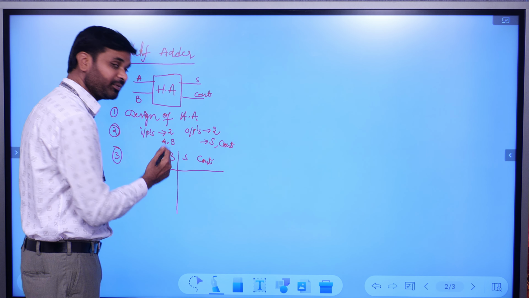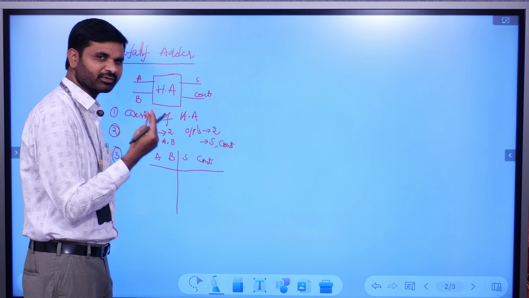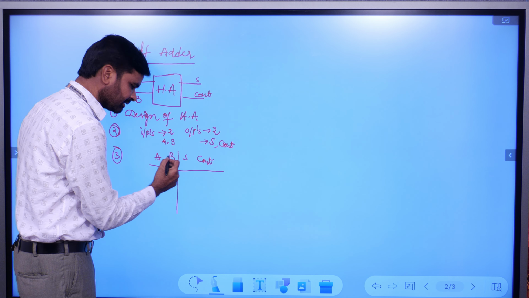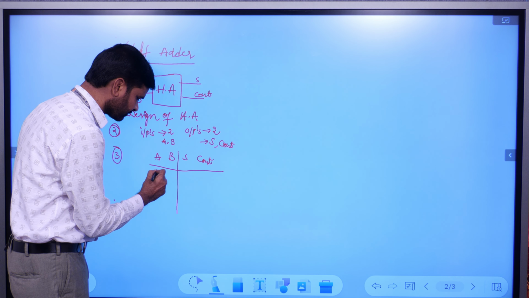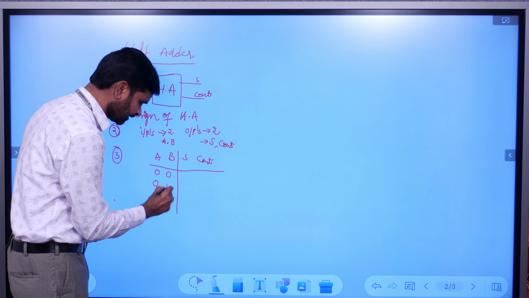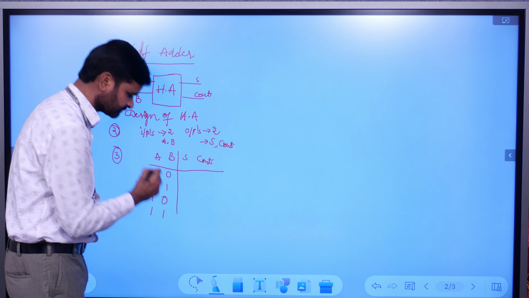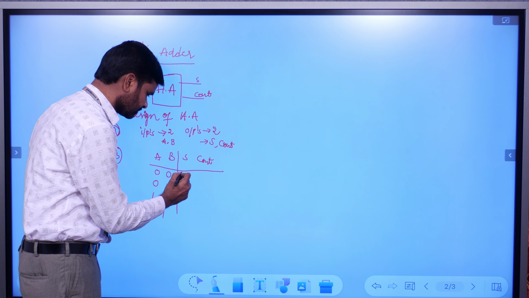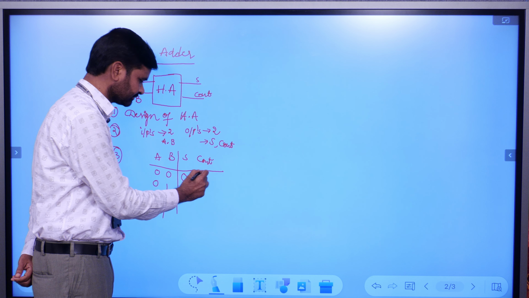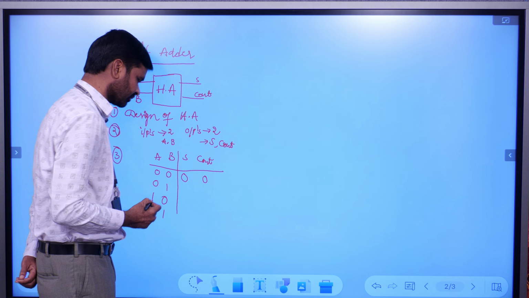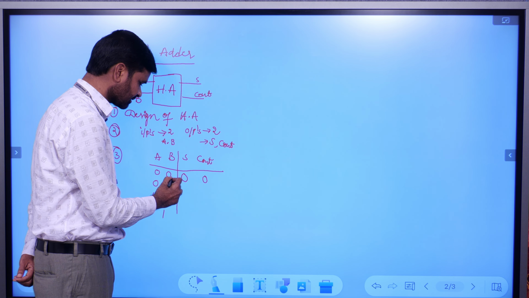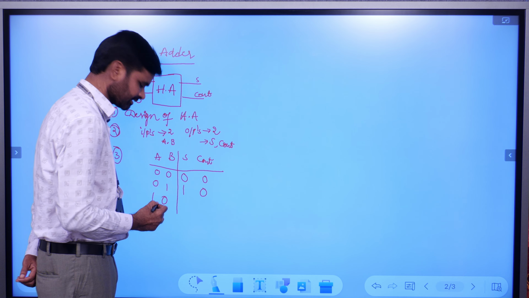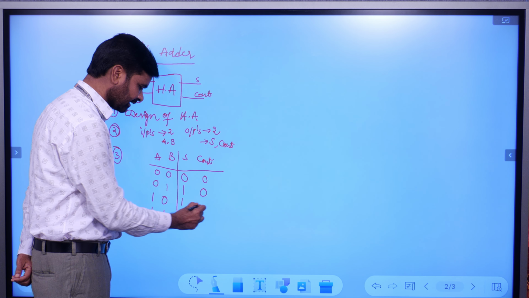So here A and B are the two inputs. If the number of inputs is n, we will have 2 power n input combinations. So 2 inputs will give you 4 input combinations: 0 0, 0 1, 1 0, 1 1. The sum is the addition of the 2 inputs. 0 plus 0, we will get sum as 0, and we are not getting any carry. 0 plus 1, sum will be 1 and carry will be 0. 1 plus 0, sum will be 1 and no carry will be there.